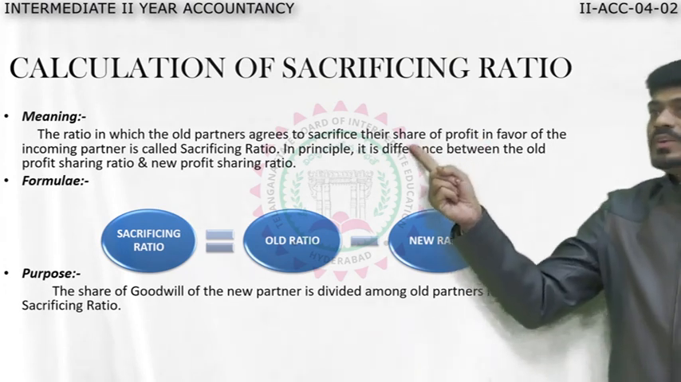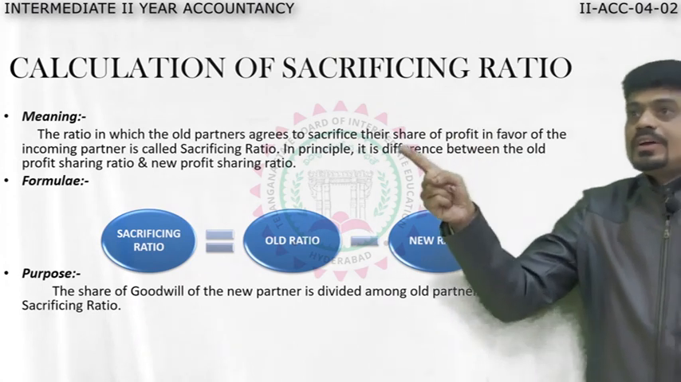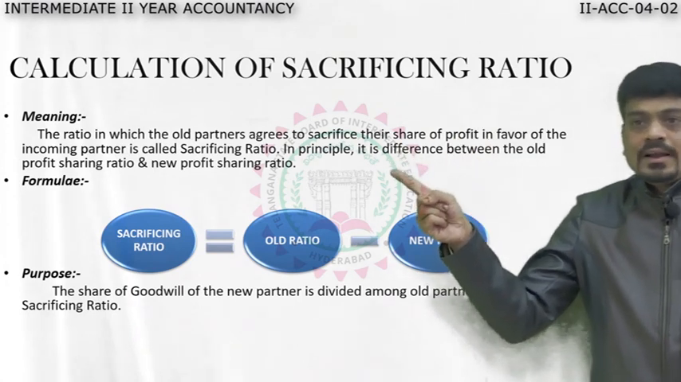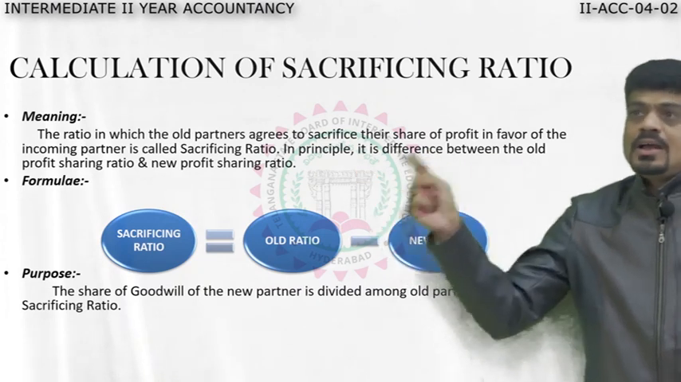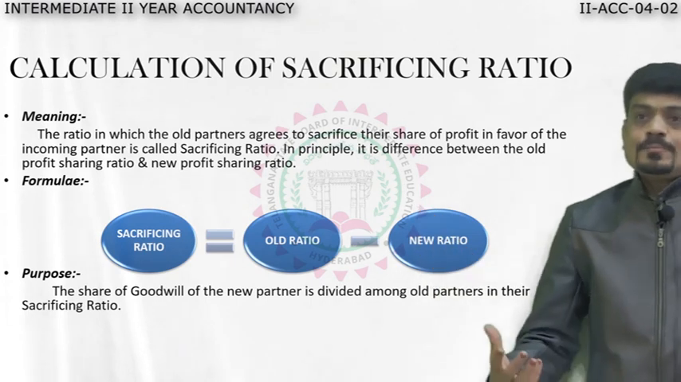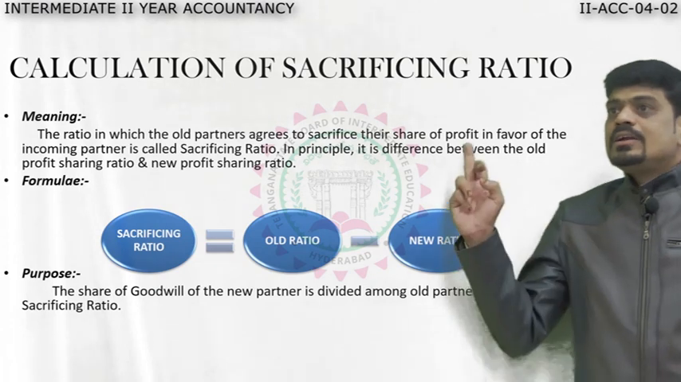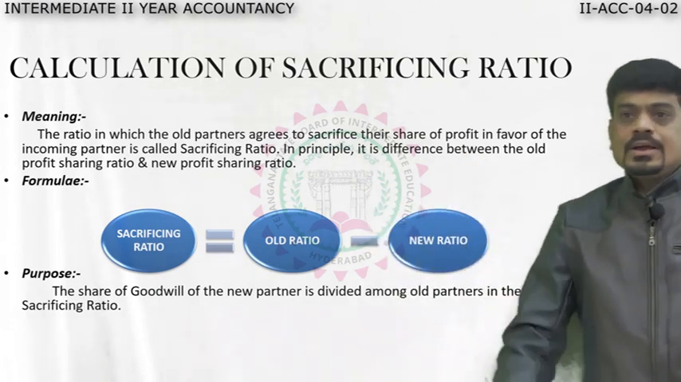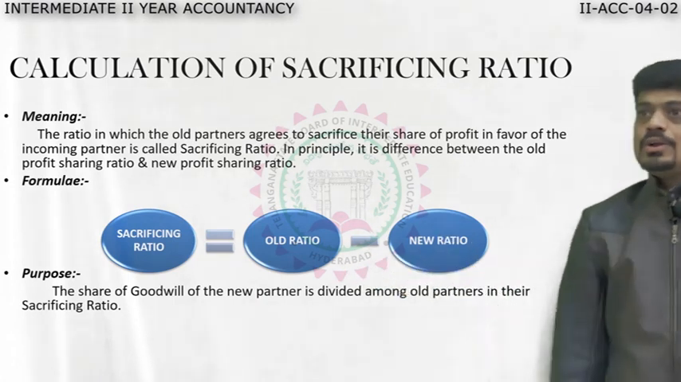So a 2 marks question again. Define sacrificing ratio. The answer will be: the ratio in which old partners agree to sacrifice their share of profit in favor of the new partner is called sacrificing ratio. Now principally, in the sense conceptually, how are we going to find it? It is nothing but the difference between old ratio and new ratio. So here I wrote the formula, old ratio minus new ratio.